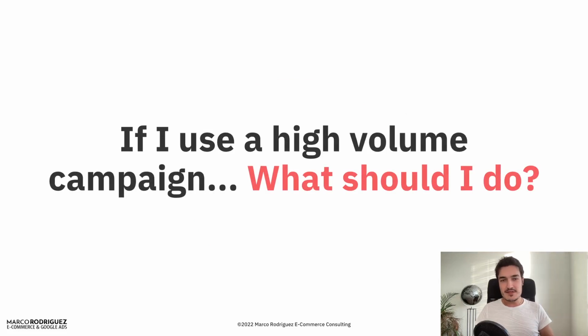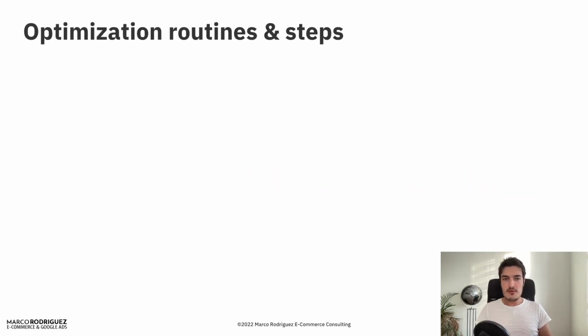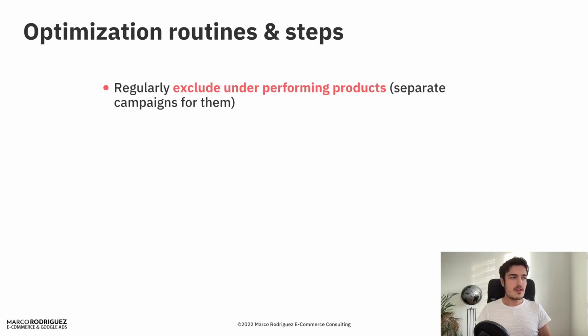So if I use a high volume campaign, what should I do, right? If you have that, what's the approach here? What's the overall strategy? Well, first of all, you have certain optimization routines, especially with a smart shopping campaign, that are quite high level. Because on a smart shopping campaign, we all know, no bid adjustments, no negative keywords, no specific bidding on the product level, and so on and so forth. So we cannot do much, but you can regularly exclude underperforming products.